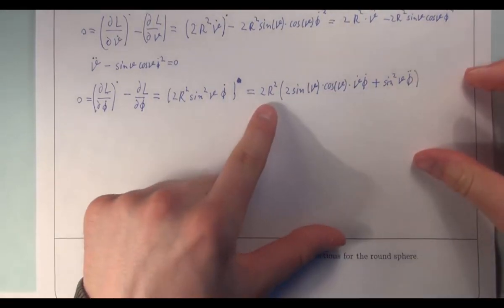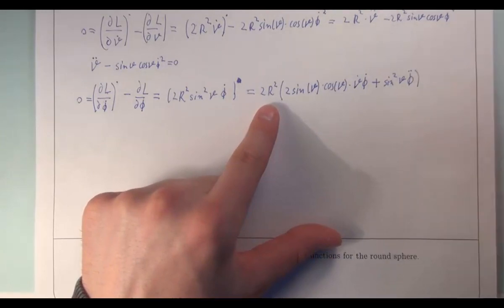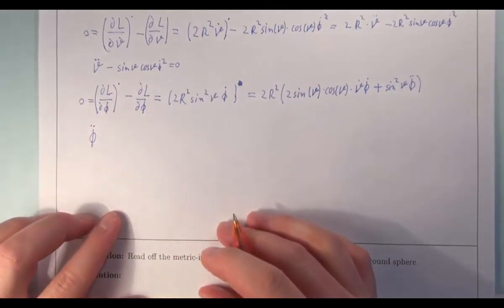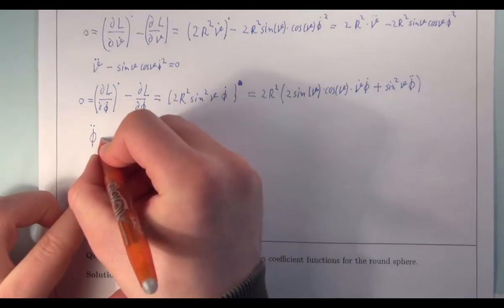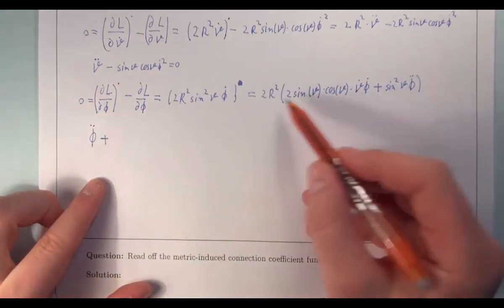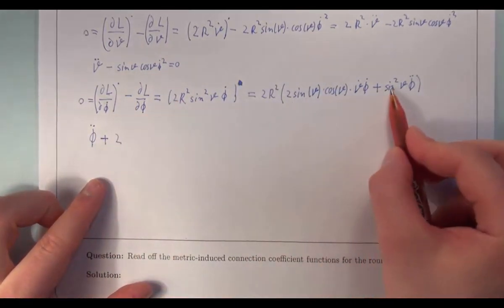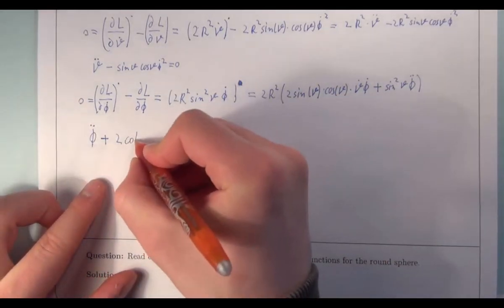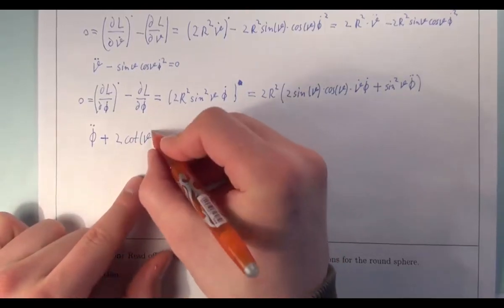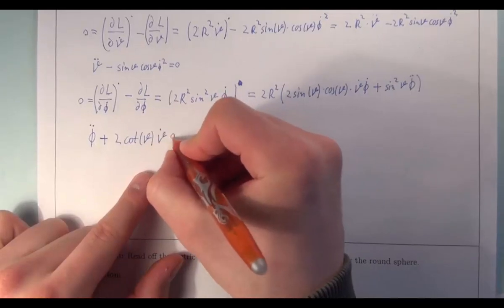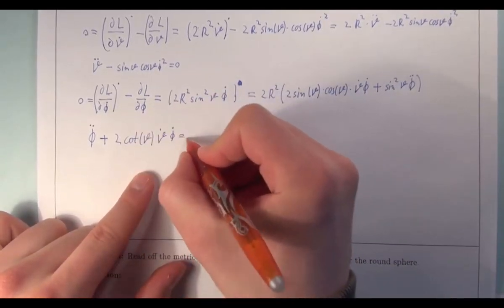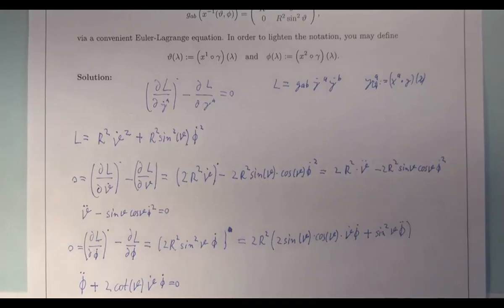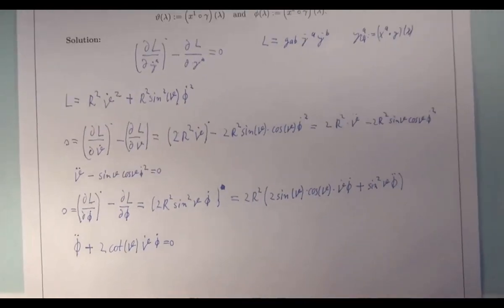I also can divide this by 2 r squared and bring it in the same form as the other equation. Therefore, we have phi double dot plus 2 times, the 2 is still there, sine through sine squared is 1 over sine, cosine through sine is cotangent of theta, times theta dot times phi dot equals 0. Since I already said, I always divide through, not by. Okay, just joking.